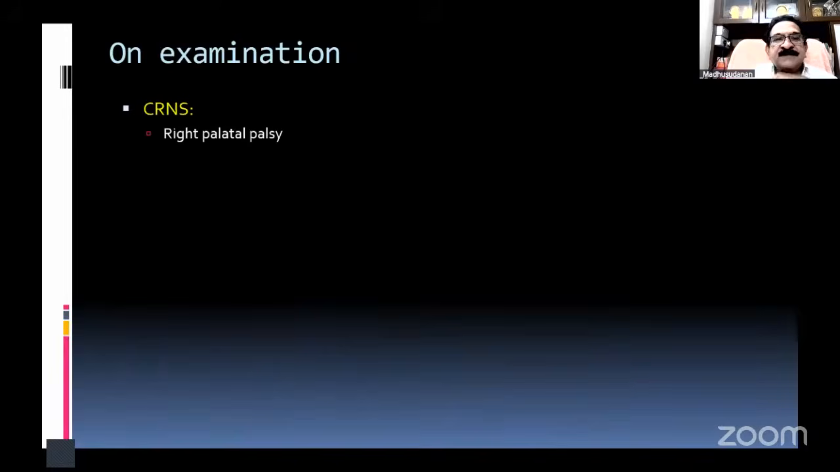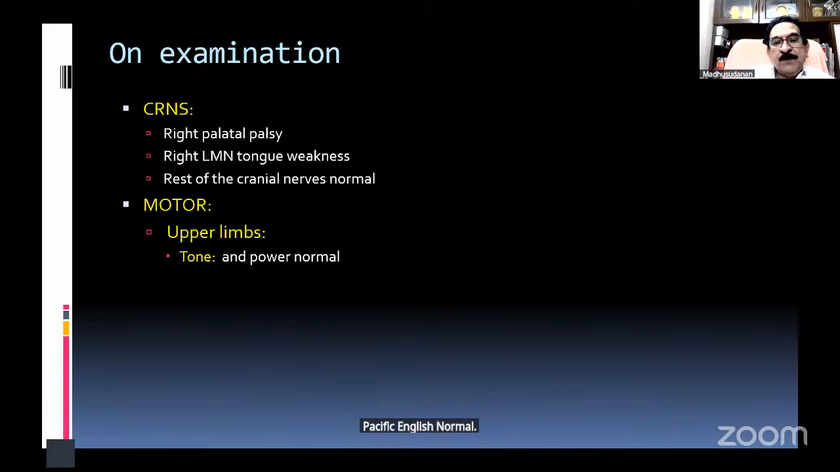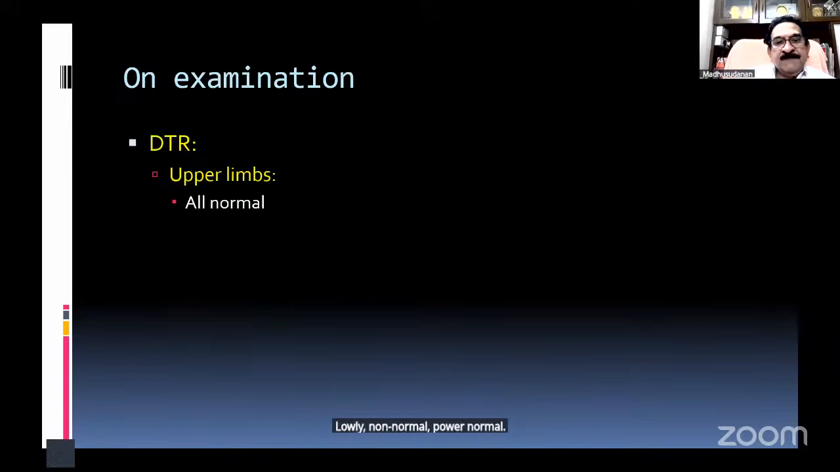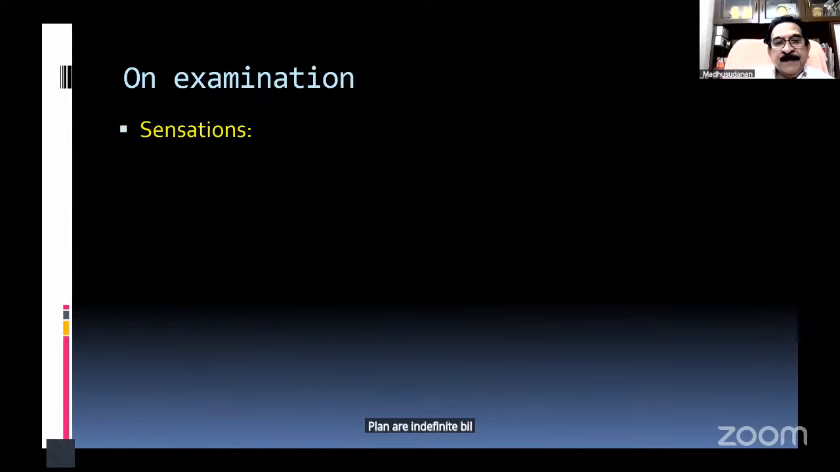So, cranial: right palatal palsy, that is very mild, and right tongue weakness. The rest of the cranial nerves are normal. Motor: upper limbs normal tone and power. Lower limb tone normal, power normal. Reflexes: upper limbs normal, lower limb normal. Abdominal reflexes present. Plantar indefinite bilaterally.